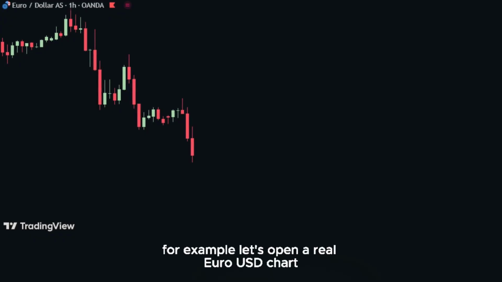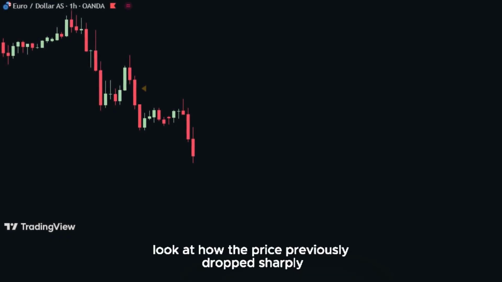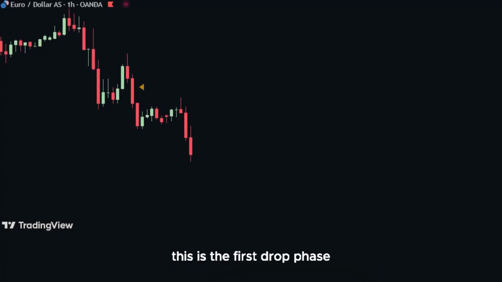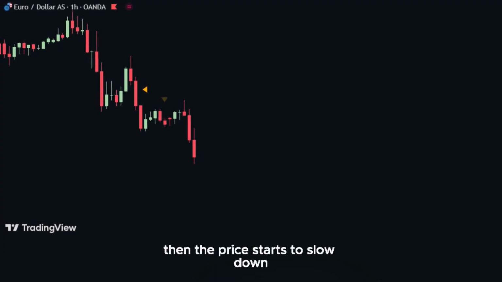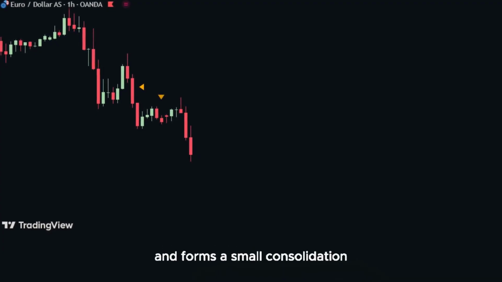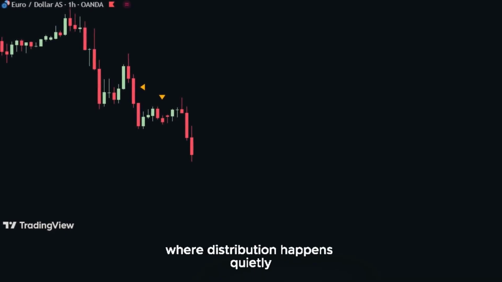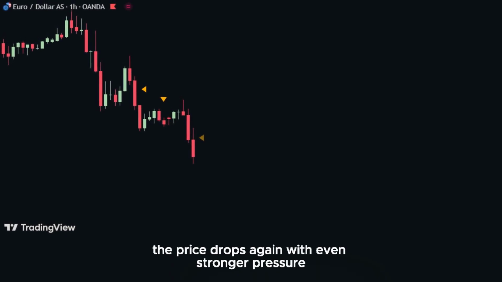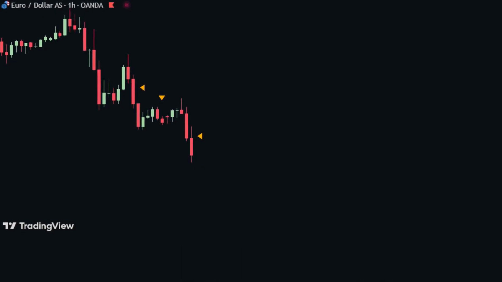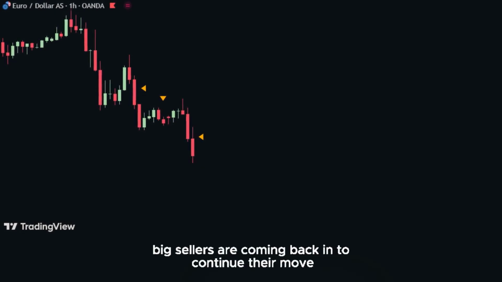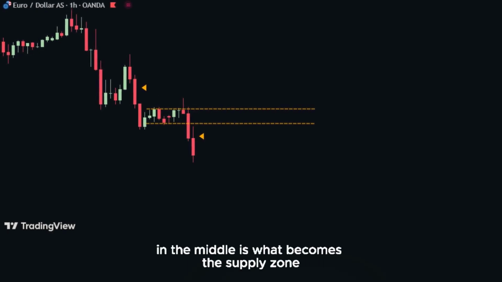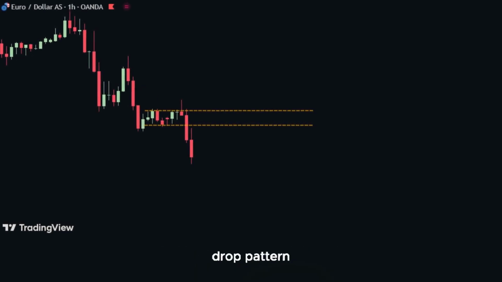For example, let's open a real Euro-USD chart. Look at how the price previously dropped sharply. This is the first drop phase. Then the price starts to slow down and forms a small consolidation. That's the base phase where distribution happens quietly. And finally, the price drops again with even stronger pressure. This means the big sellers are coming back in to continue their move. The base zone in the middle is what becomes the supply zone in a drop base drop pattern.